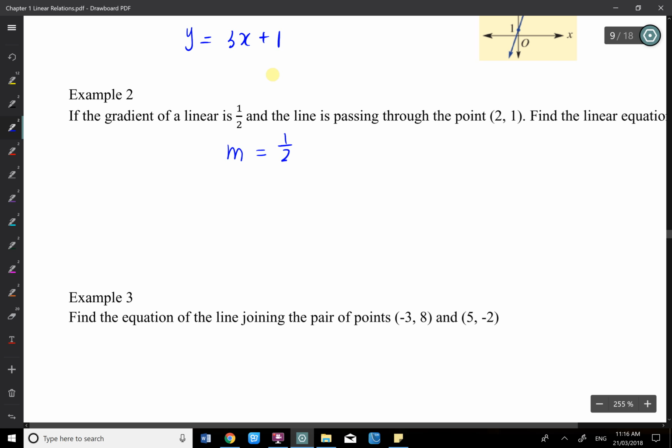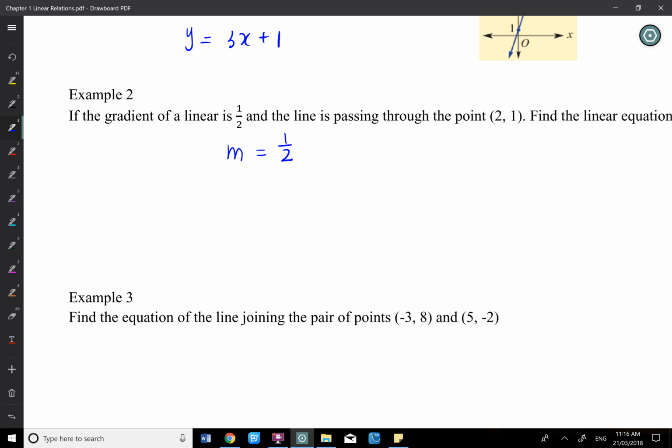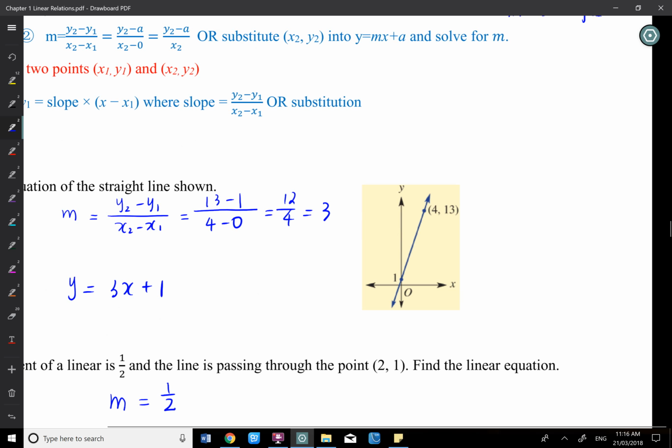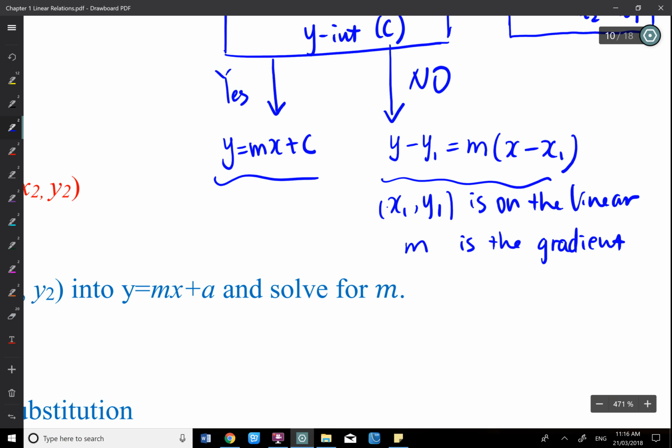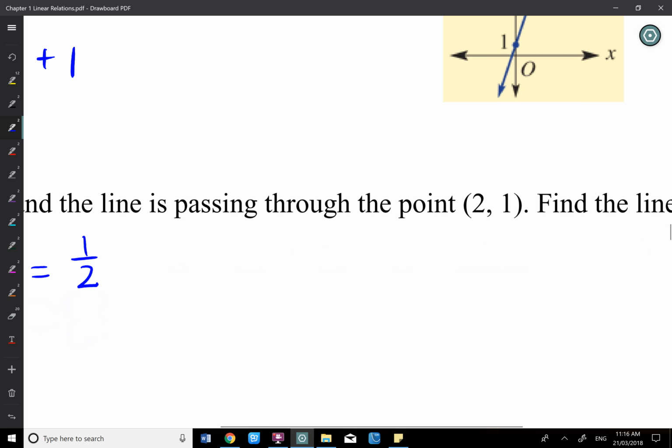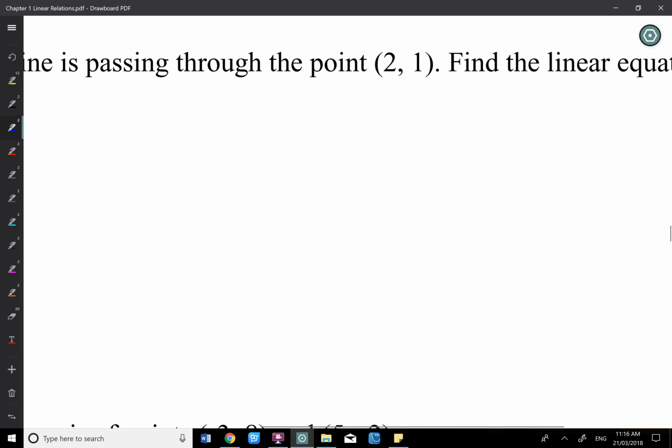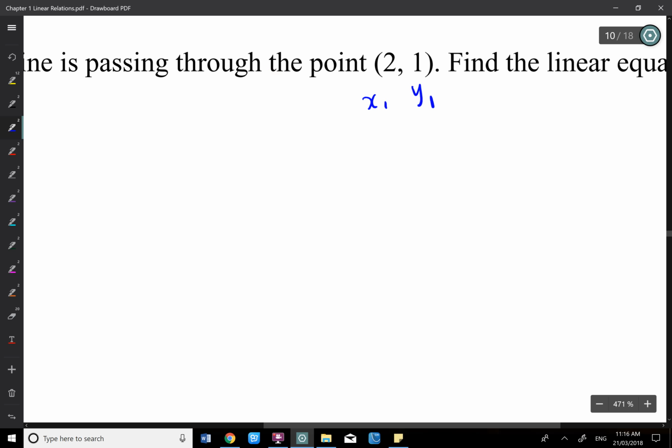1 over 2. Good. Next question, do we know the y-intercept? No. If we don't know the y-intercept, I recommend you come to the formula y minus y1 equals m times x minus x1. What is x1, y1? It is any point you know that is on this graph. So x1 is 2, y1 is 1.